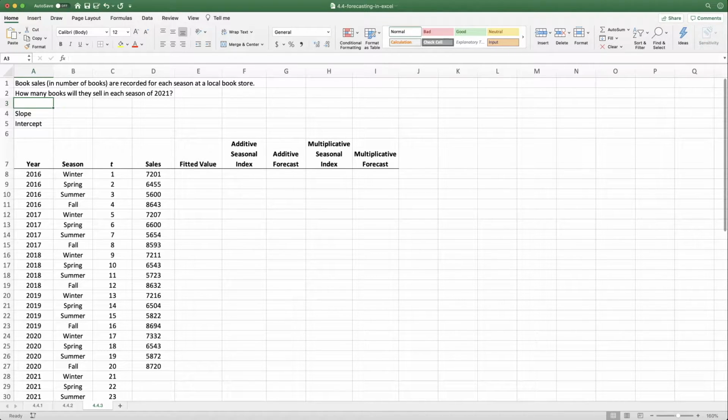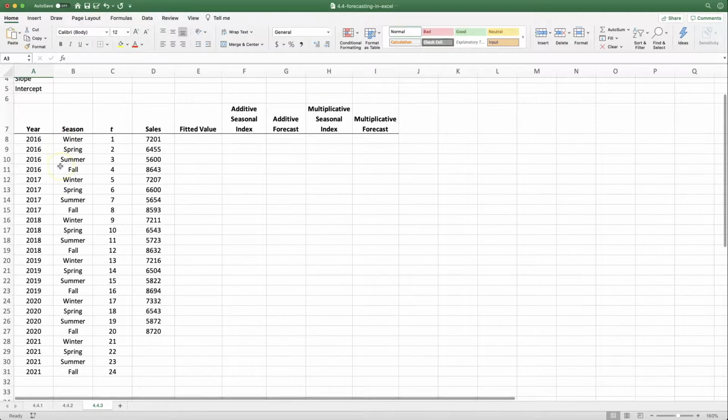In this video, we're going to use a seasonal forecasting model to make forecasts about book sales for a local bookstore. They've recorded book sales for each season in the years of 2016 through 2020. We're going to use an additive and a multiplicative seasonal model to forecast the book sales for each season of 2021. Using some logic, we're also going to think about which of these two is best suited for these data.